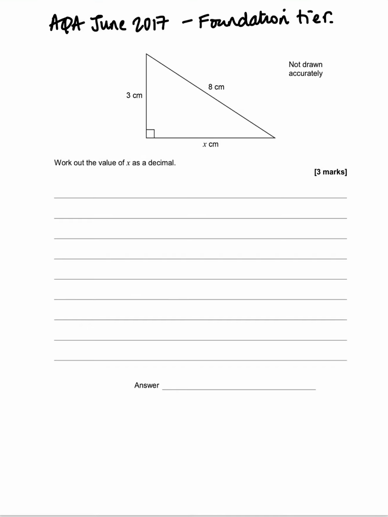So here we have a right-angled triangle, and the question says work out the value of x as a decimal, and this is a 3-mark foundation tier GCSE question. What's important to note here is this right-angled triangle is not drawn accurately, so we can't take any measurements directly from it with a ruler or a protractor. It wants us to work out the value of x.